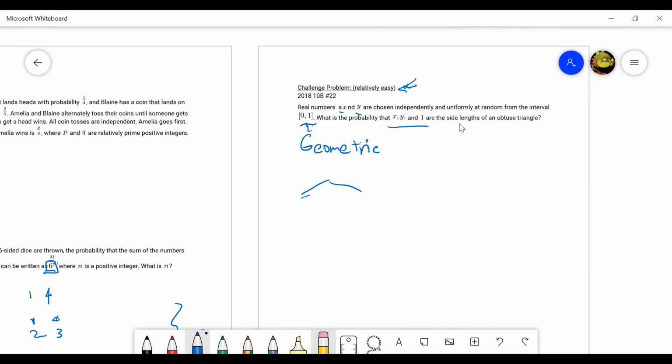I'm not sure how many of you are familiar with this, but I think it's something I did talk about in the earlier weeks. So since x and y are between 0 and 1, we know that 1 has to be the longest side of the obtuse triangle. And the relationship between the side lengths to make this an obtuse triangle is that x squared plus y squared must be less than 1.